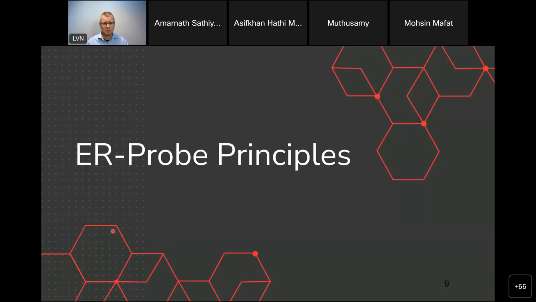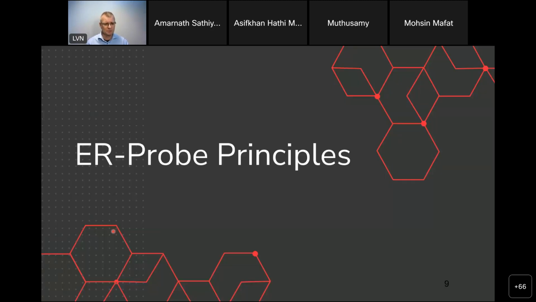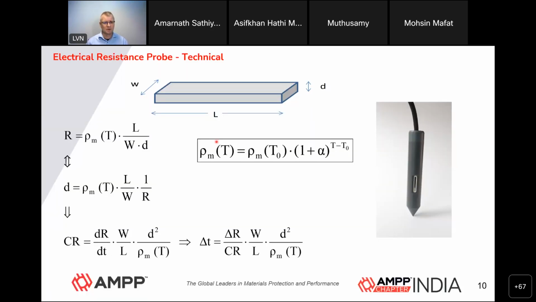Let me turn to the ER probe principles, because those standards, to my ears at least, justify heavily that you should be able to document a corrosion rate. And one very common way of documenting a corrosion rate is by using an electrical resistance probe. So just to recap very briefly, an electrical resistance probe consists of a metal element, a steel element, that you embed into a probe.